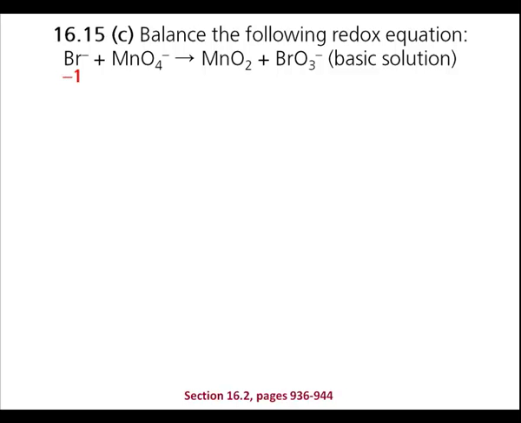The bromide has an oxidation state of -1. The bromine in the bromate ion has an oxidation state of +5. The manganese in permanganate is at a +7 state, and the manganese in MnO2 is at a +4 state. So the bromine's being oxidized and the manganese is being reduced. Let's start with the oxidation reaction.